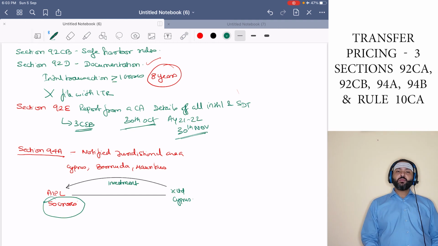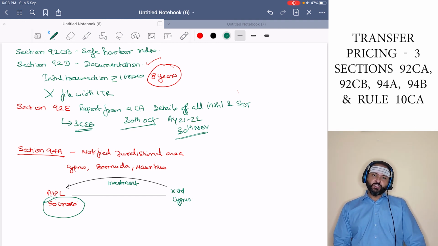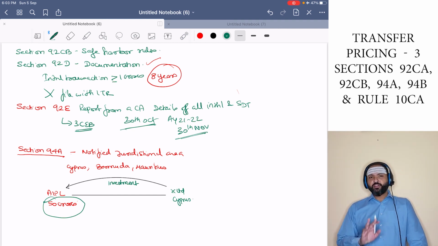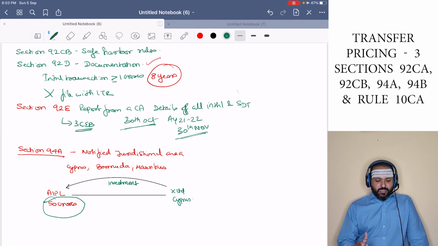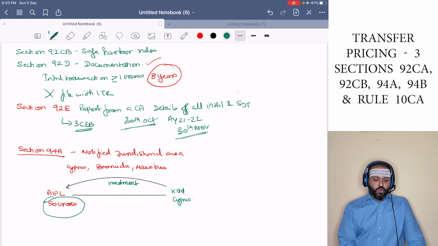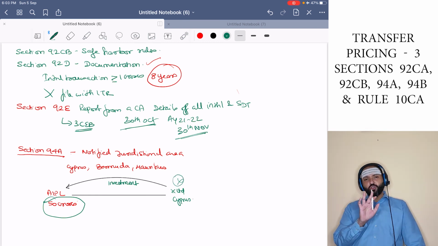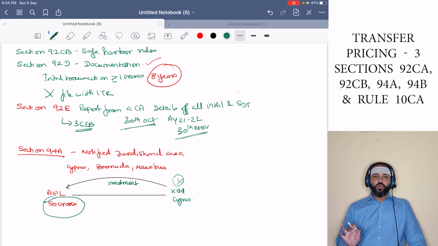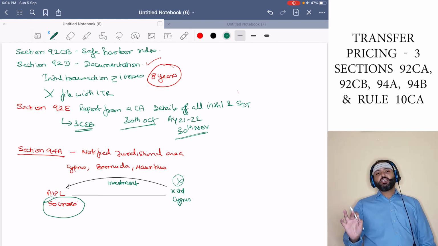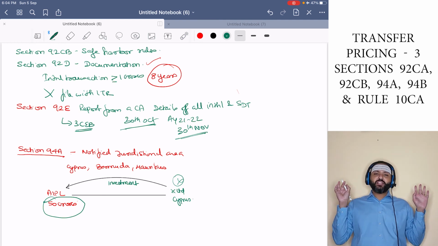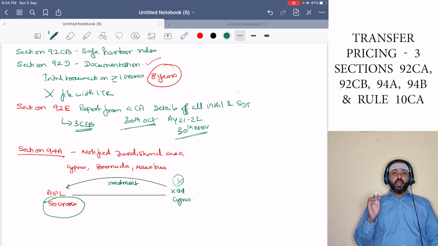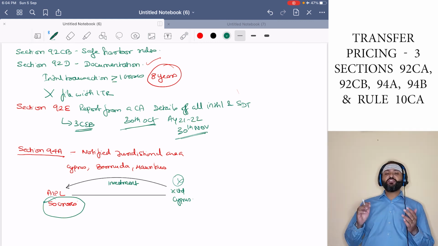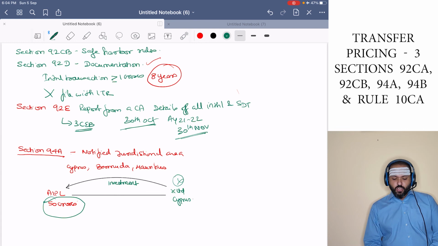So the department started noticing these types of transactions. They told, fine, you have to understand something: these countries do not share information with us. Therefore, even if the entity is totally unrelated to you, and if they are located in an NJA, and if you receive money or make payments, you will be deemed AEs.